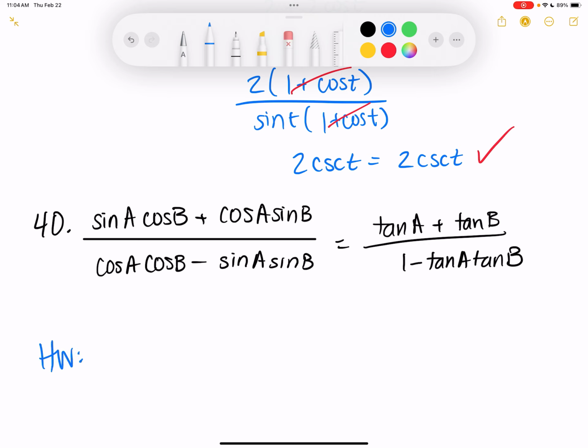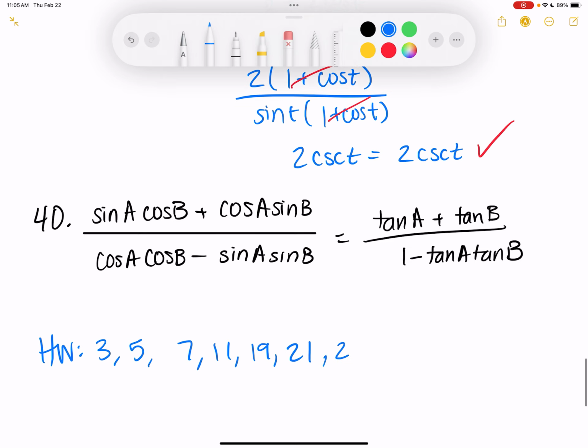Your problems for this section are 3, 5, 7, 11, 19, 21, 29, and 35. Those should all be kind of like ones we did, but with just different trig functions, but they should work the same way.